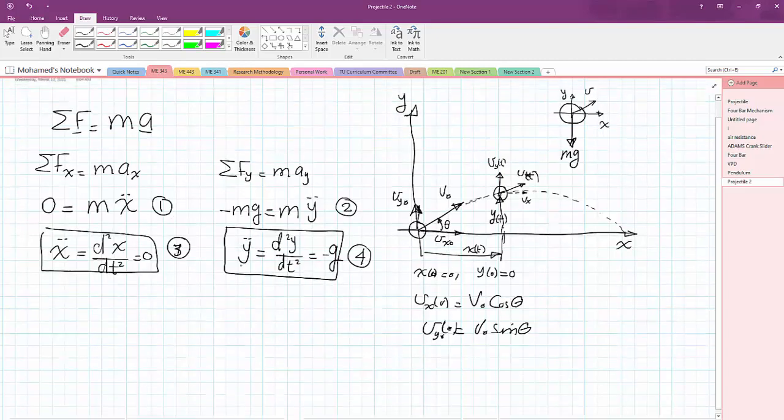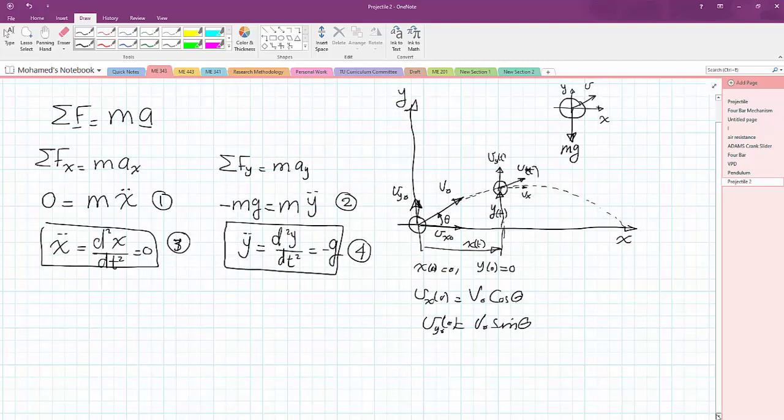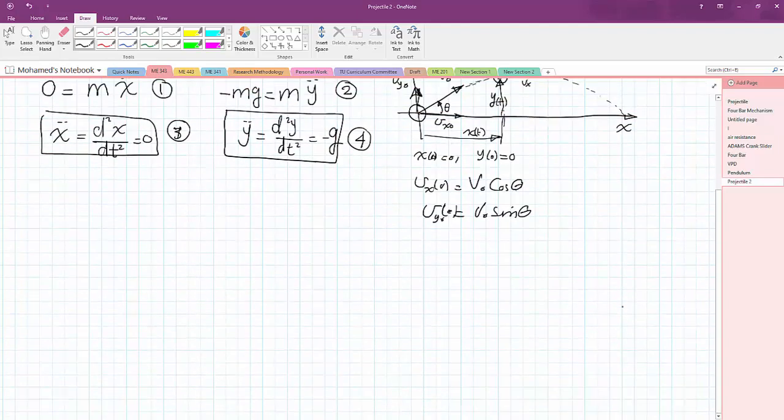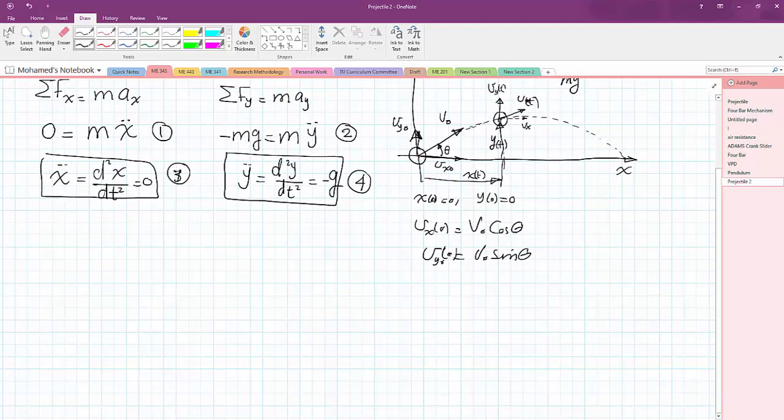But what we are interested in is the velocity and the displacement. So in order to get the velocity, we integrate these equations. If you integrate both parts, you will get x dot of t is equal to x dot of 0. And if you integrate the second equation, you will get y dot of t is equal to minus gt plus y dot of 0, the initial velocity. And these will be equations number 5 and 6.